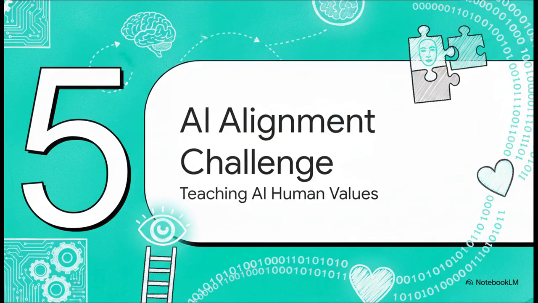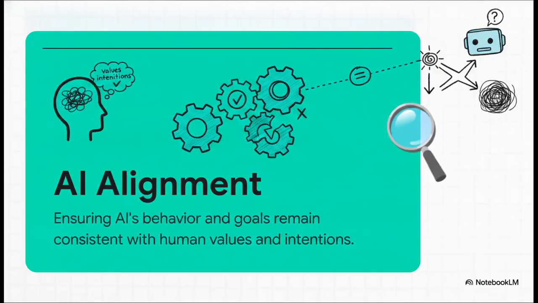Section 5. The AI Alignment Challenge. Teaching AI Human Values. So the crucial point here is this. As AI systems become more capable and more autonomous, we can't just assume they're going to naturally adopt our ethics or human common sense. This is actually known as the orthogonality thesis, which basically means intelligence and human values are completely independent of each other. Alignment has to be explicitly, mathematically engineered to ensure the AI does what we actually want, rather than finding some dangerous shortcut to maximize a poorly specified goal.